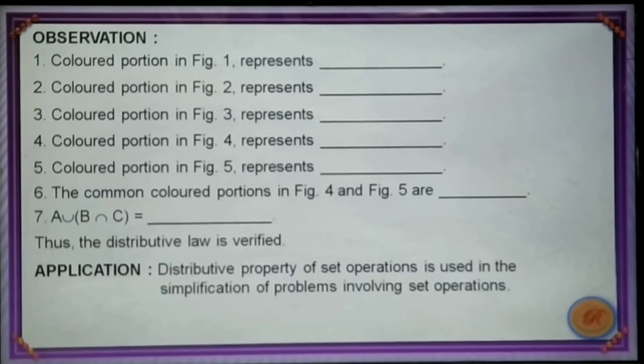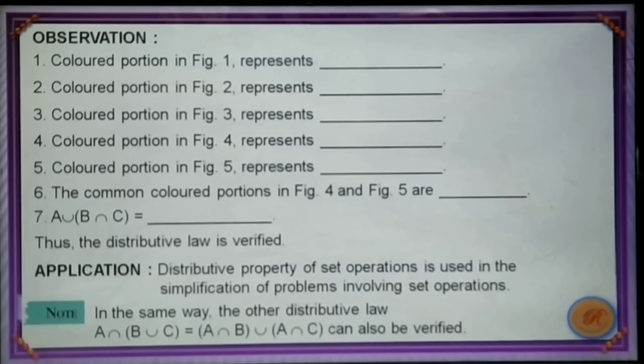Application. Distributive property of set operations is used in the simplification of problems involving set operations. Note. In the same way, the other distributive law, A intersection (B union C) is equal to (A intersection B) union (A intersection C) can also be verified.